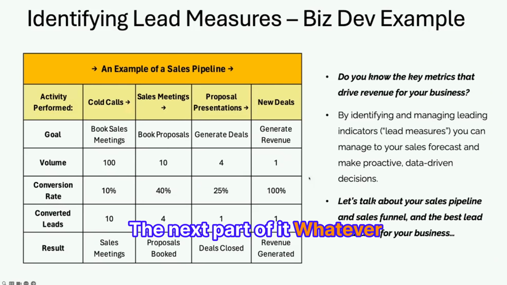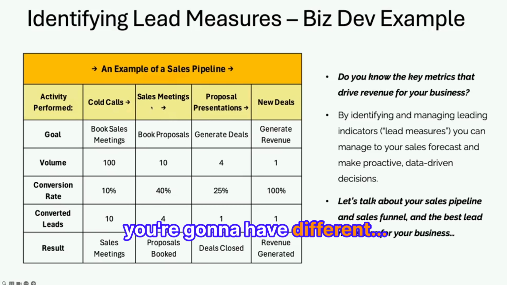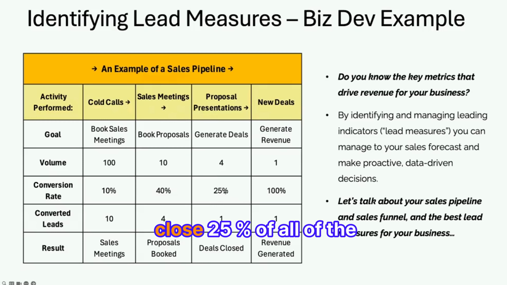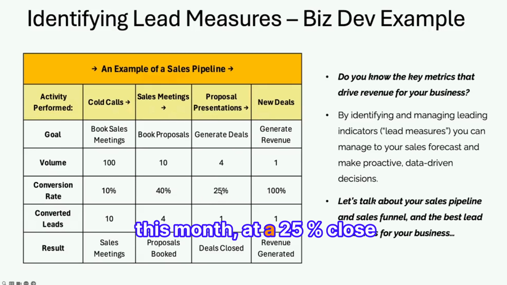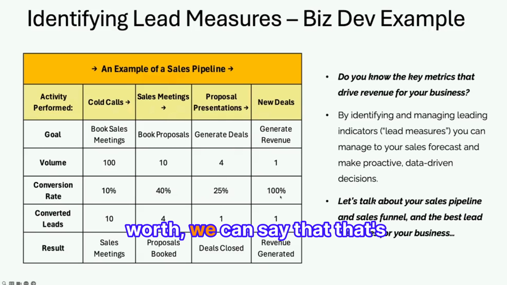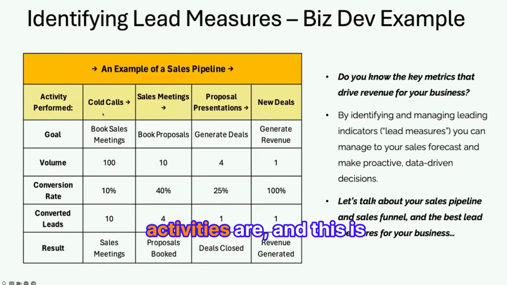The next part of it is whatever your sales pipeline looks like, you have to draw it out, and you're going to have different things in your pipeline. Proposal presentations, for example. In this simplistic model, the assumption is we close 25% of all the proposals we have. So if we expect 4 proposals this month at a 25% close rate, we can expect 1 deal. And if we know what a deal's worth, we can say that's going to generate X number of dollars of revenue.